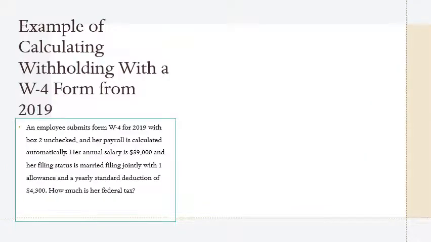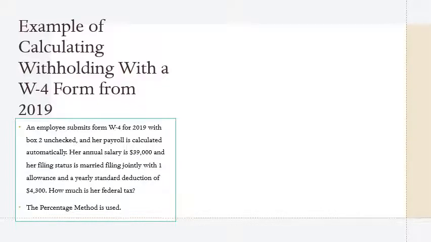So now let's look at some examples of calculating withholdings. For our first example, we have an employee who submits Form W-4 for 2019 with box 2 unchecked, and her payroll is calculated automatically. Her annual salary is $39,000 and her filing status is married, filing jointly with one allowance and a yearly standard deduction of $4,300. So how much is her federal tax?